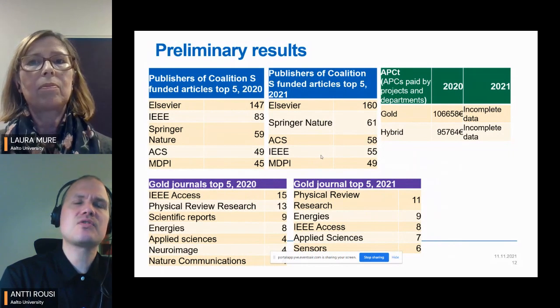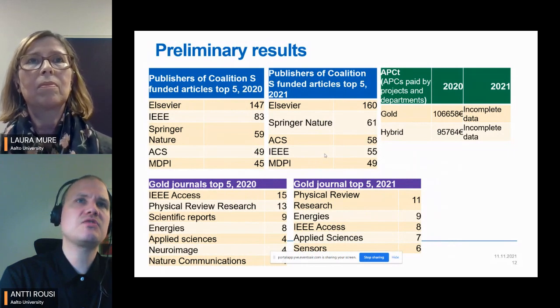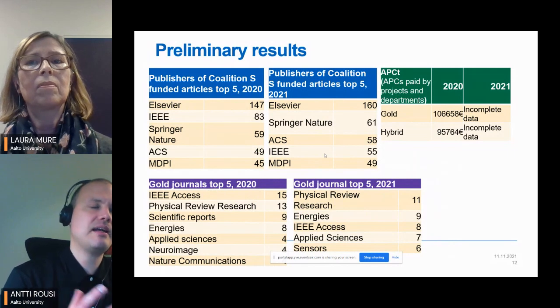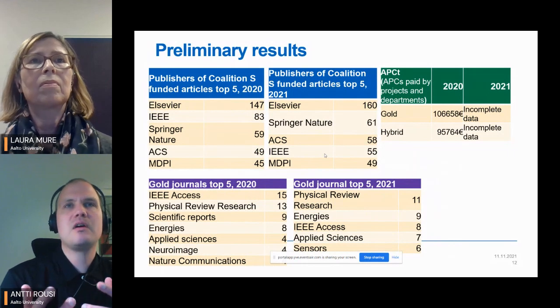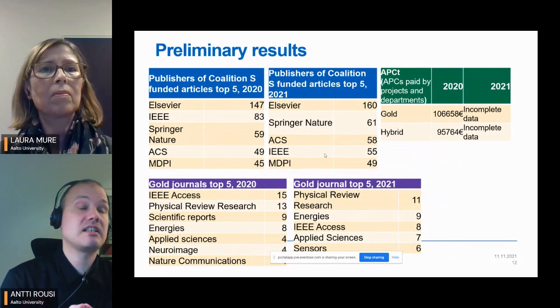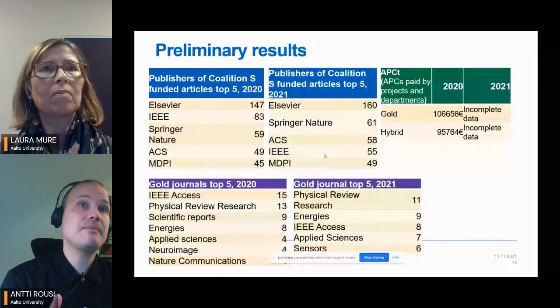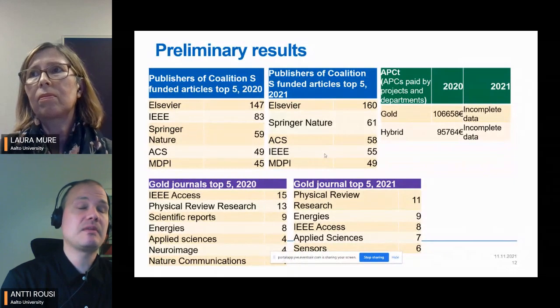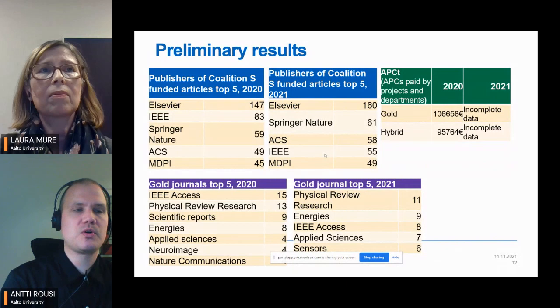And the APC data, unfortunately, was still incomplete for 2021, but it can give us some really interesting insights. So in 2020, we had the gold model, and this is the APC paid by the projects and departments. These are APCs paid outside of the transformative agreements. So we can measure how much money is spent beyond these transformative agreements, which I think is quite interesting. And we'll see whether the cost of this hybrid model paid by the projects and departments will decrease, hopefully, as we implement more transformative agreements. And most likely the gold model costs will rise, but then again, these are often reimbursed by the funders within the Plan S scheme of funding.